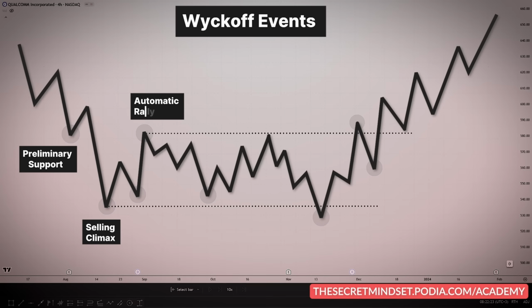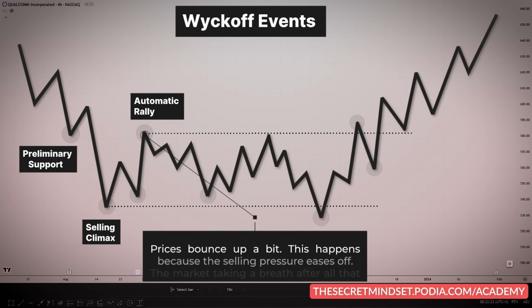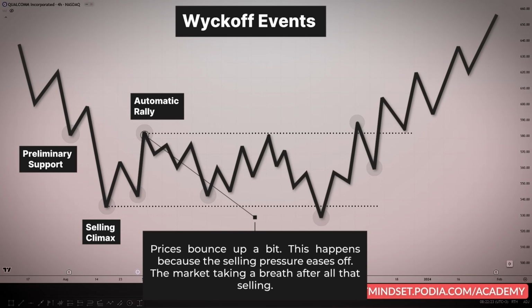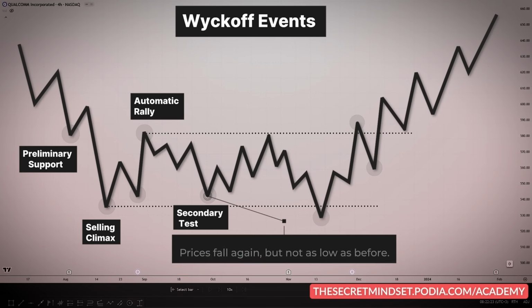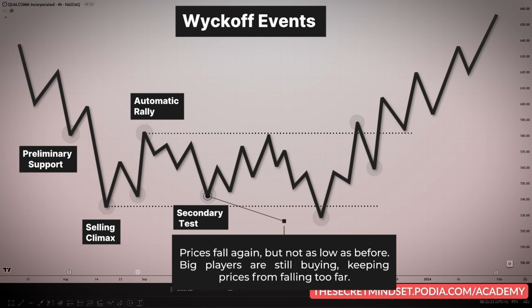After the selling climax, we see an automatic rally. Prices bounce up a bit. This happens because the selling pressure eases off. It's like the market taking a breath after all that selling. Then we have the secondary test. Prices fall again, but not as low as before. This is important. It shows that the big drop might be over. Big players are still buying, keeping prices from falling too far.